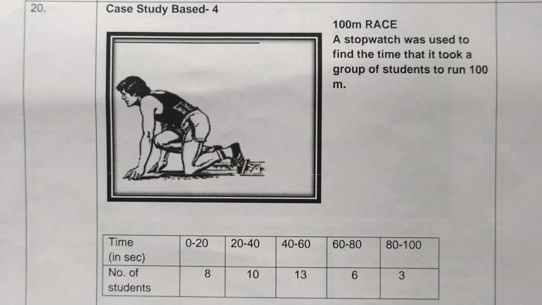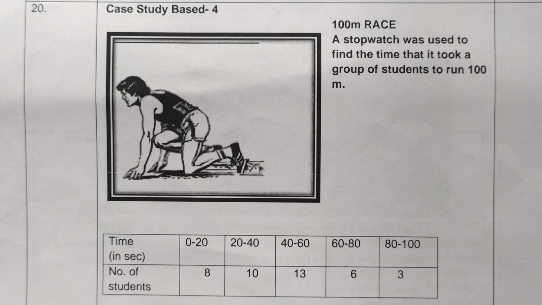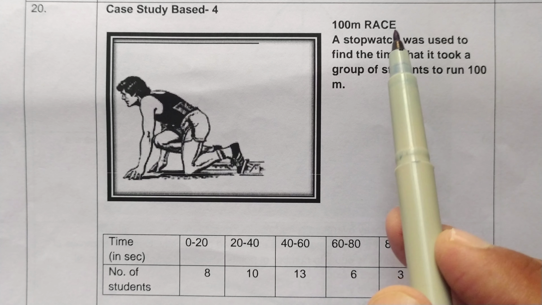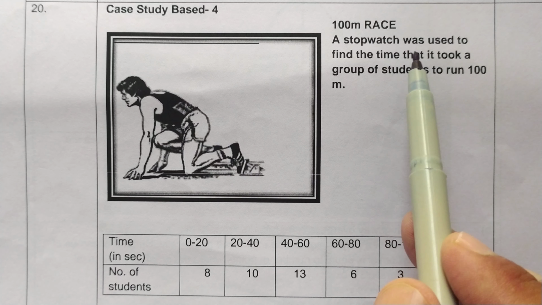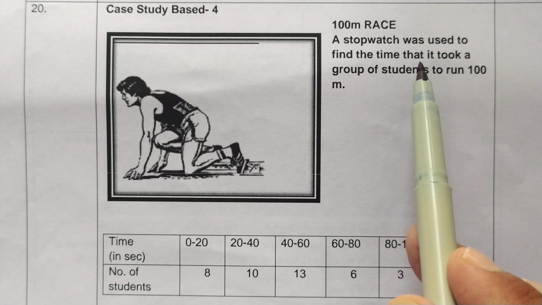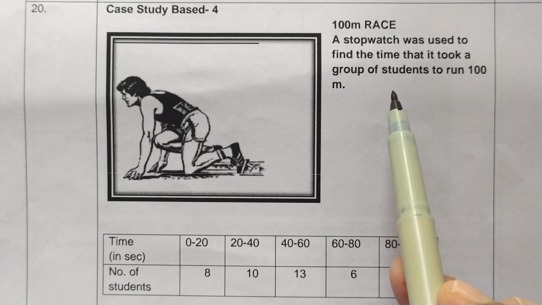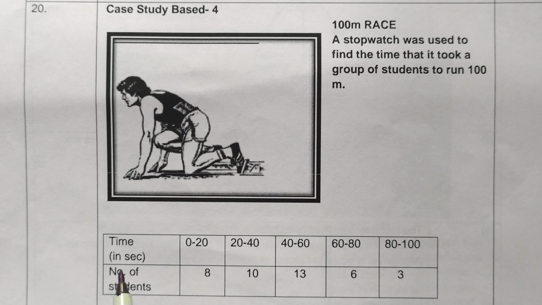In this video we will discuss one case study based question, and this question is from chapter 14 statistics. So let's see what the question is. In the question, a 100-meter race is given. A stopwatch was used to find the time that it took a group of students to run 100 meters. Okay, fine. So it is time taken in seconds and this is the number of students.